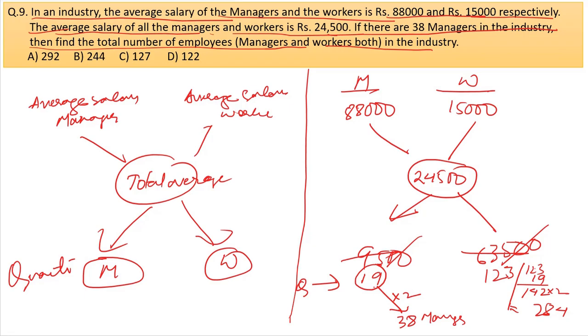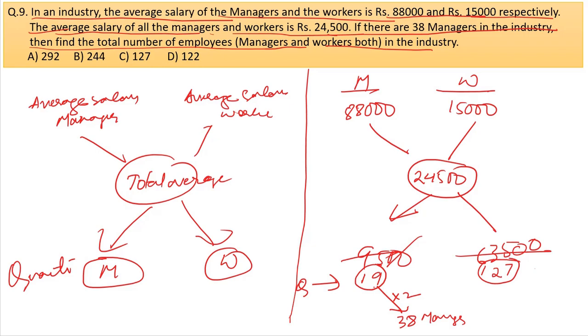I'm sorry, I have done a little mistake here. 5 1 is 5, 5 2 is 10, 5 7 is 35. Actually it is 127, not 123.